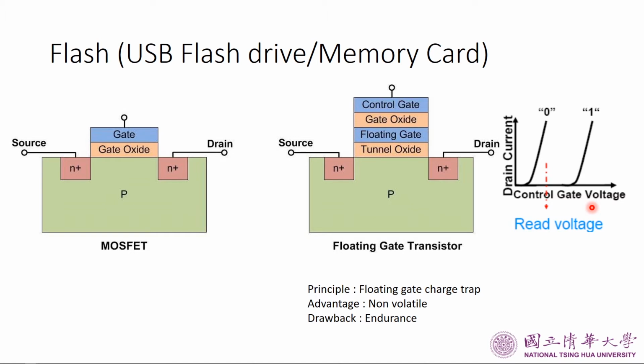The different drain current shows different data stored in the floating gate. Using a floating gate is different from DRAM and SRAM, which require charge. Therefore, flash is non-volatile memory, which means data will not be lost after power is removed.